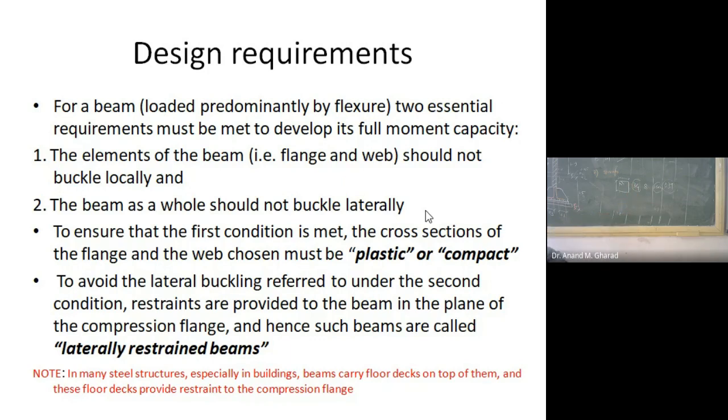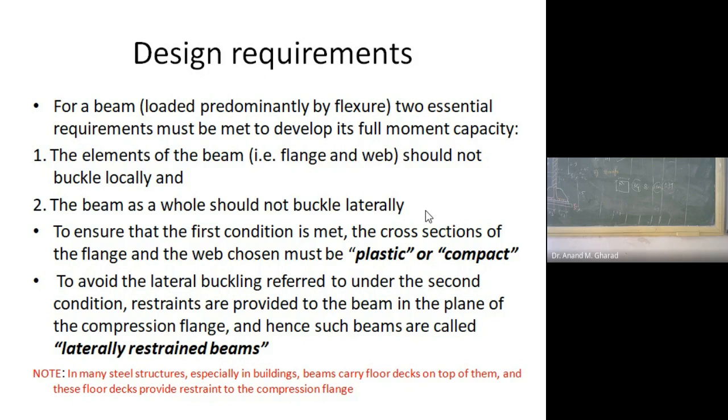See, first, how can we make sure that the members don't get locally buckled? It is very simple. To ensure the first condition, the cross section of the flange and the web chosen must be plastic or compact. देखो आप लोगों ने मेंबर्स डिजाइन किया है, तो डिजाइन करते वक्त आप लोगों ने कॉम्पैक्ट सेक्शन या फिर प्लास्टिक सेक्शन इसको ही स्ट्रेस दिया है. Reason being, they are quite robust and they will ensure that local buckling cannot take place. अगर इनिशियल स्टेजेस पे फेलियर दिखाई दिए तो बाद के डिजाइन का कोई मतलब ही नहीं है. So at the initial stage itself, you are supposed to make sure that your member doesn't fail in local buckling. And in order to do that, you are supposed to decide upon these dimensions in such a way that the member will behave in a plastic or compact section manner.